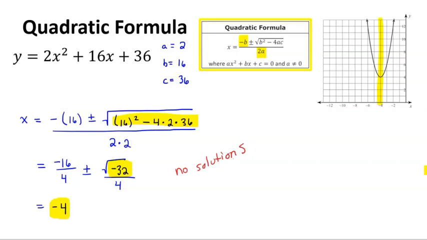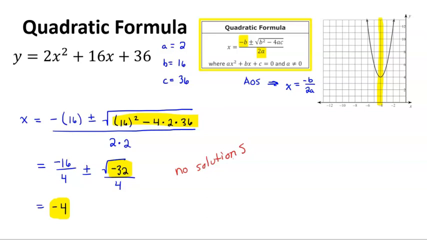So just like with completing that square, that number before the plus or minus is going to be your axis of symmetry. So your quadratic formula kind of reminds you that your axis of symmetry is equal to x equals negative b over 2a.